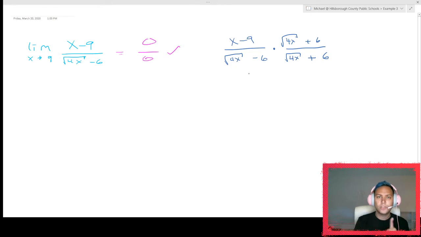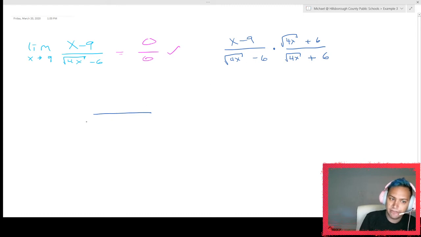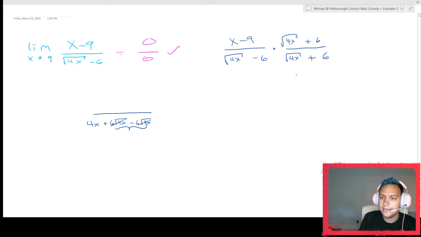Now, what I want you to do is multiply the bottom, right? Let's start with the bottom. Square root of 4x times square root of 4x is going to give me just 4x, right? The square roots cancel each other out. Square root of 4x times 6 is going to be plus 6 square roots of 4x. Negative 6 times the square root of 4x is going to be minus 6 square roots of 4x. This should happen. These two things should cancel each other out every single time when you multiply by a conjugate. And negative 6 times 6 is negative 36.